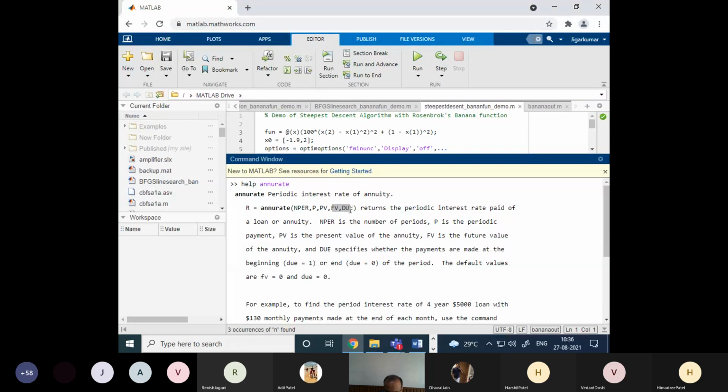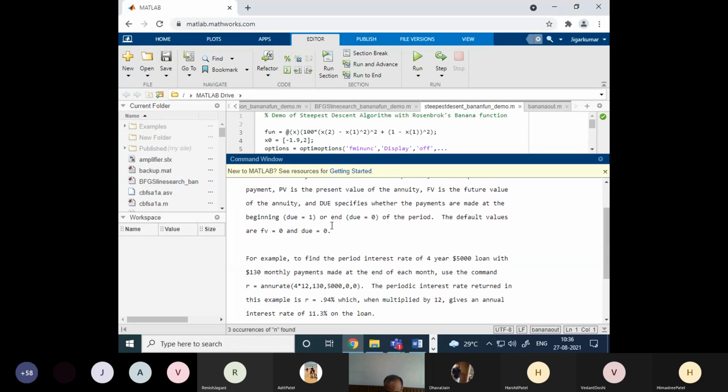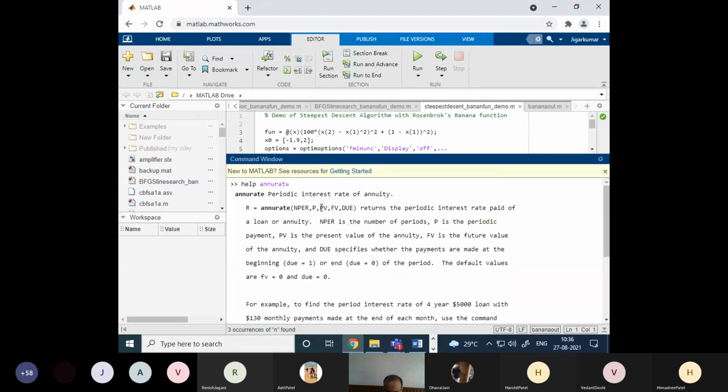Then these two parameters are optional, FV and due. FV is the future value. Sometimes the future value is known, but in practice we mostly know the present value because we have invested something. So either you can specify PV or FV. Mostly we do the calculation based on PV because we have invested today. Sometimes if the present value is not known, we can use the future value. The relation between present and future value we have seen.